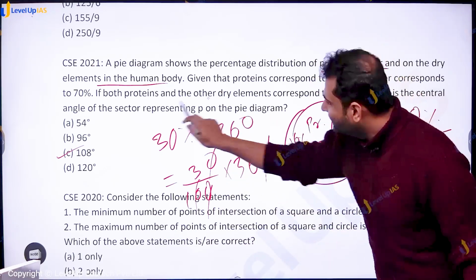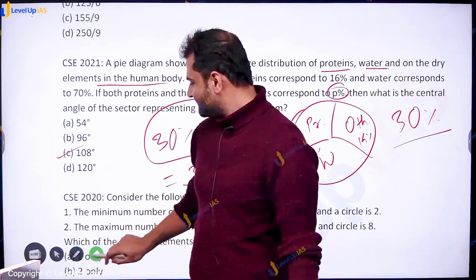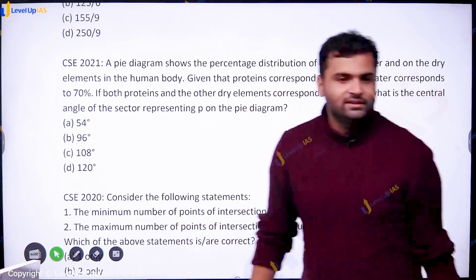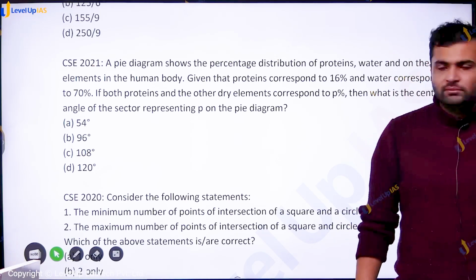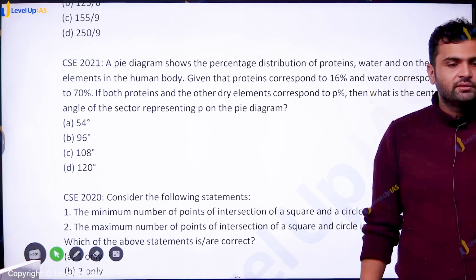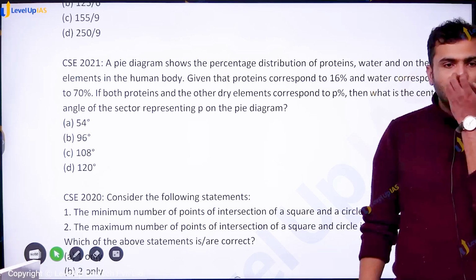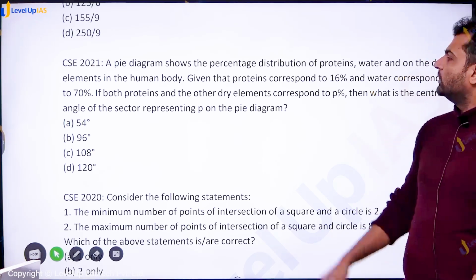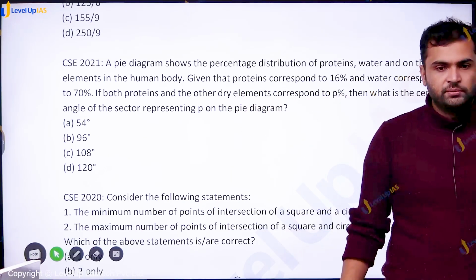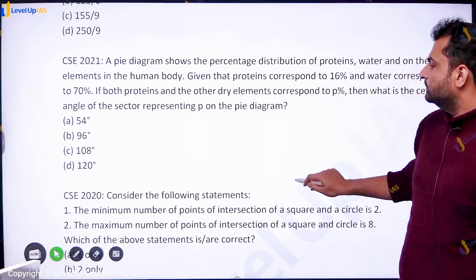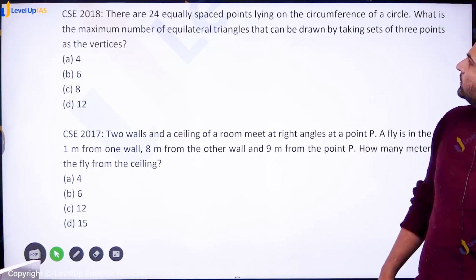So you were right till this point. After that you made a mistake. Very frustrating. If you make mistakes after so much hard work, it will be very frustrating. Prateeksha, where did you go wrong? Okay, okay, no. 14, both of them together correspond to P%. You also made the same mistake. Okay, read the question very carefully. Come on now. Next question.